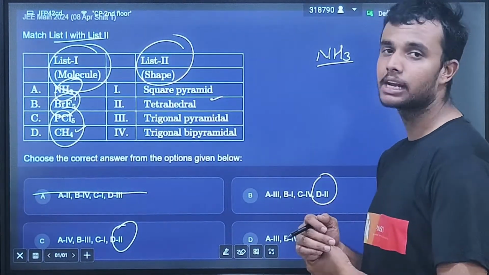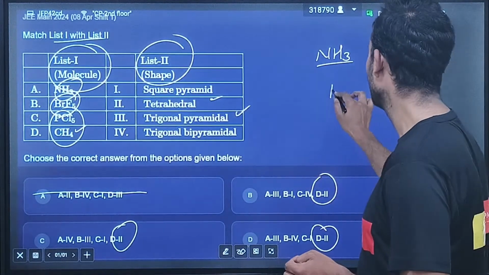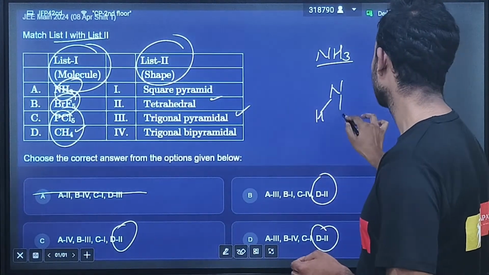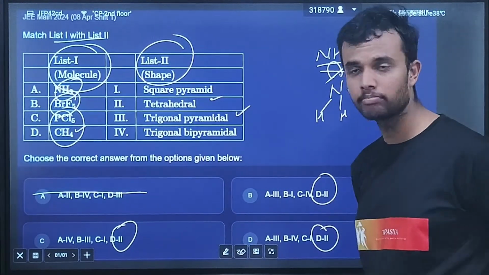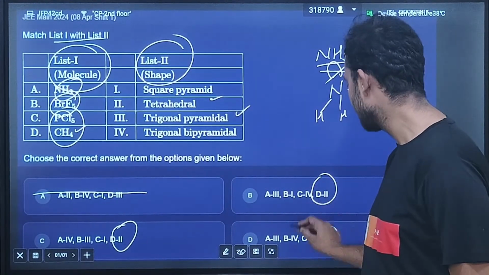How does ammonia exactly look? Trigonal pyramidal. How? N, H, H, H. Here a lone pair is there, but for the shape we are not considering the lone pair. That's why the answer for A is 3.